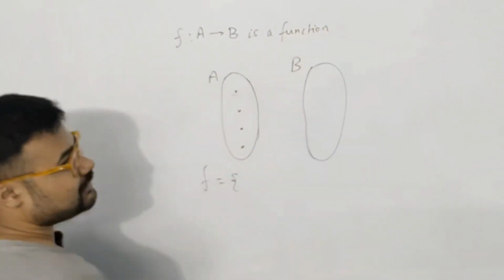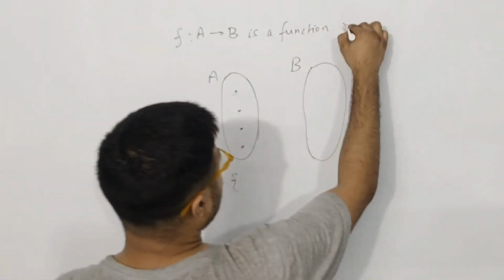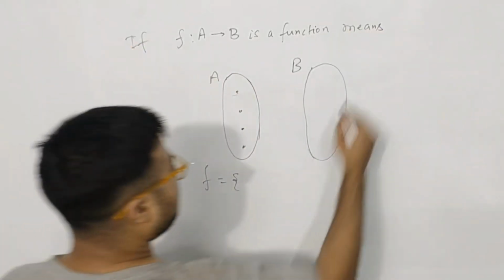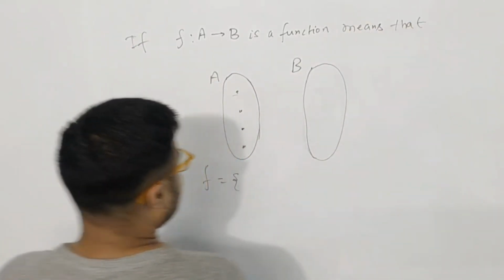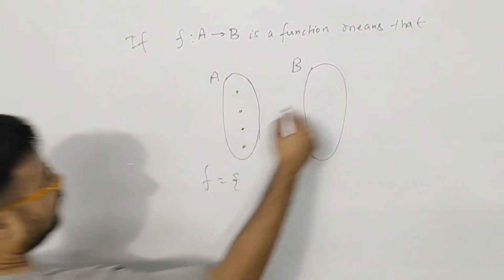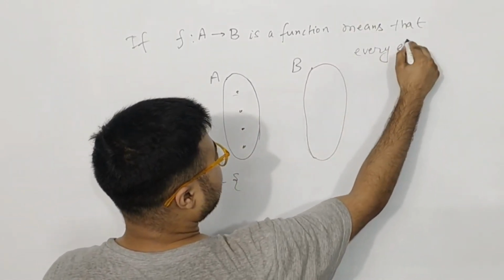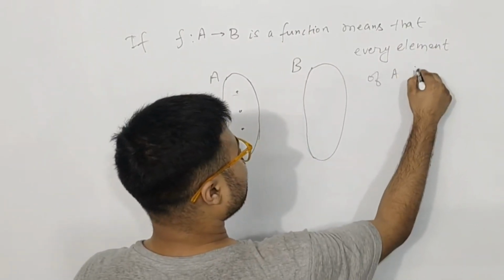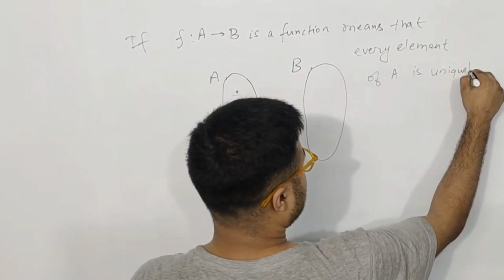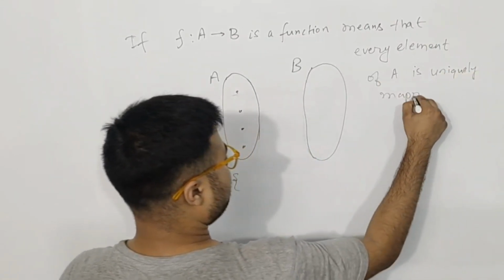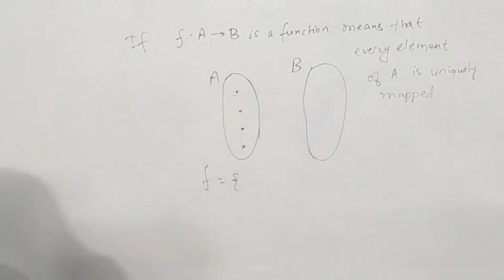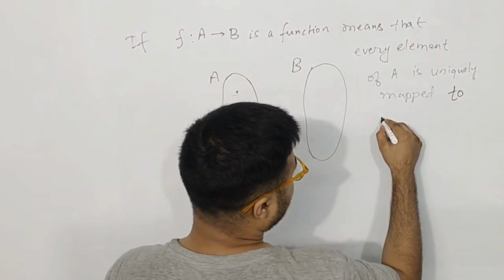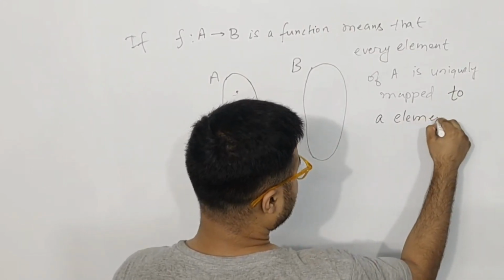So when do we say a relation is a function? If f from A to B is a function, it means that every element of A is uniquely mapped to an element of B.